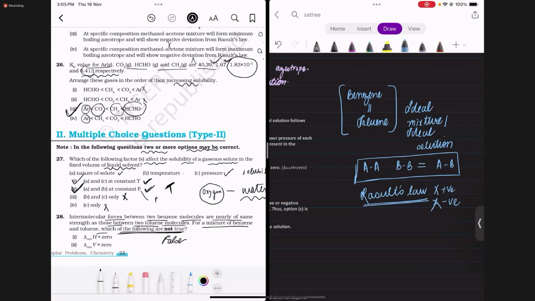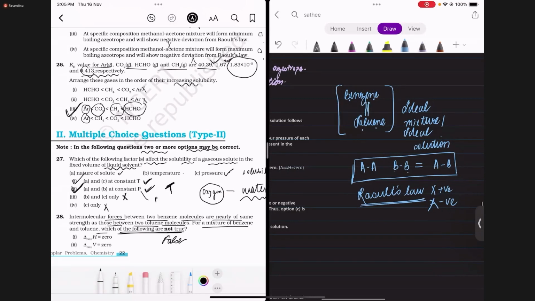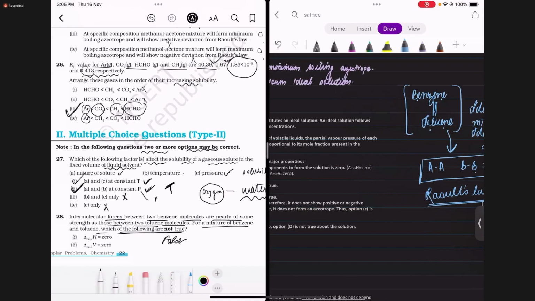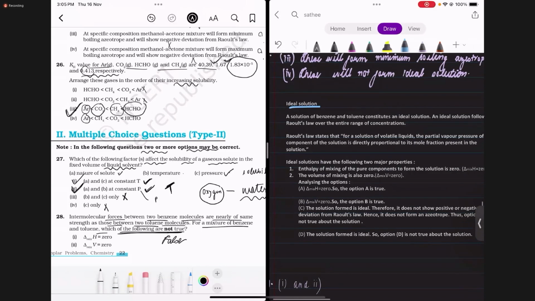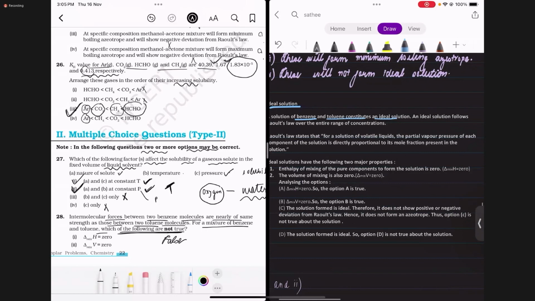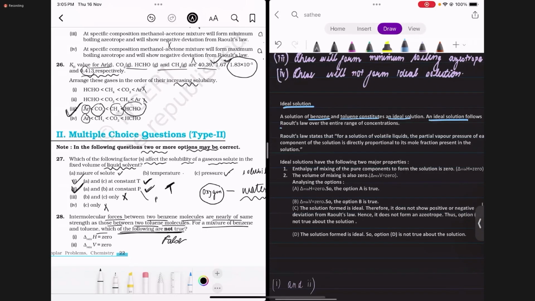Ideal solution में the force of interaction between benzene molecules and the force of interaction between toluene molecules is equal to the force of interaction between benzene and toluene molecules. So इतना basic knowledge के बाद we will see that what is an ideal solution. A solution of benzene and toluene is an example of ideal solution, and an ideal solution will follow Raoult's law.